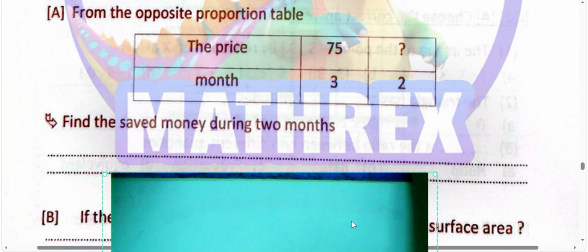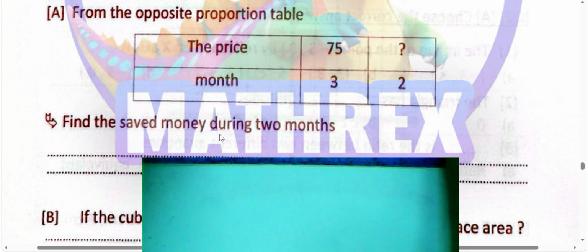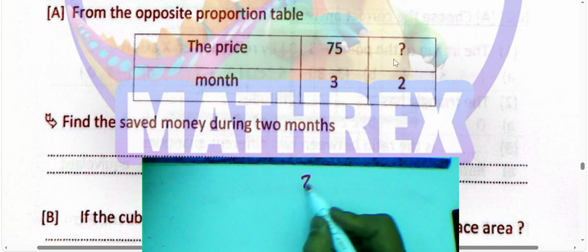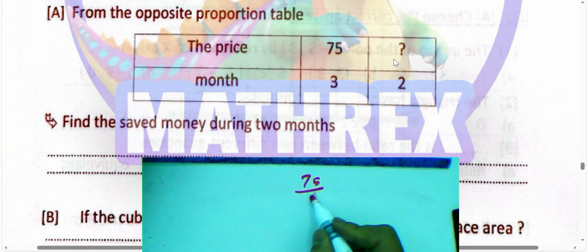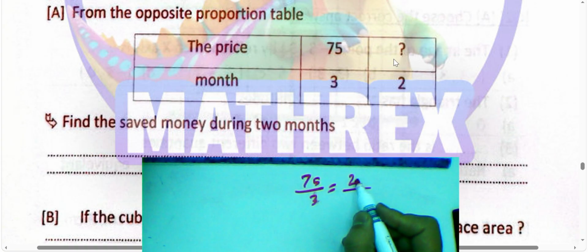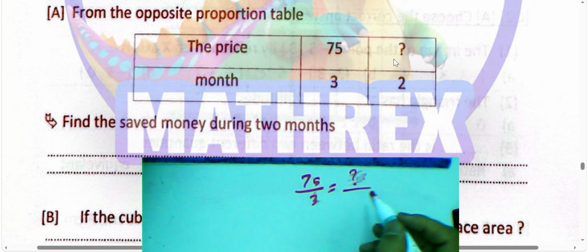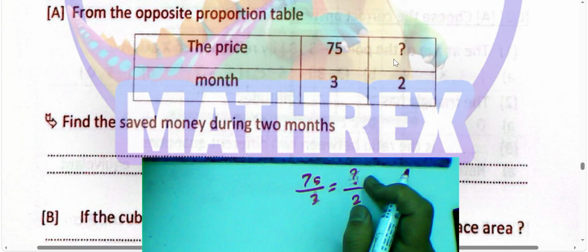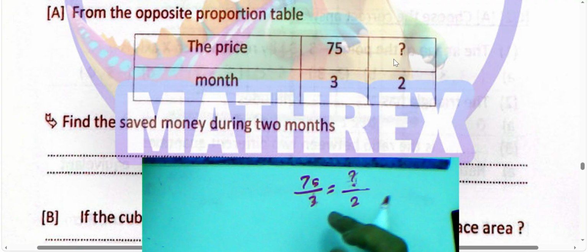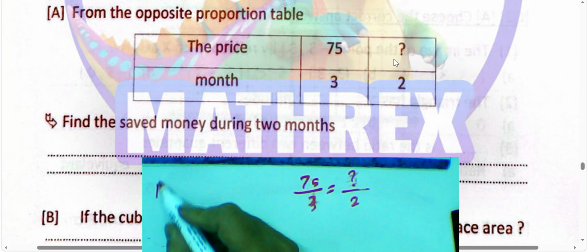Next question. From the proportion table, find the money saved during 2 months. We can use the property here: product of extremes equals product of means. We have 75 over 3 equals the unknown over 2. To find the money saved during 2 months, multiply 2 by 75 and then divide by 3.